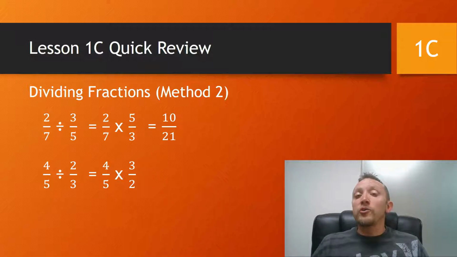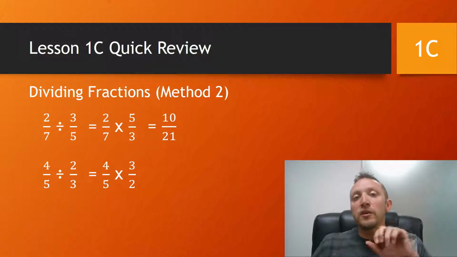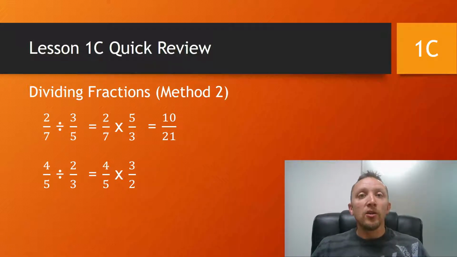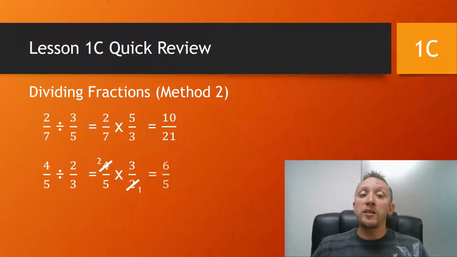Otherwise, what we could do is see, can we reduce this at all before we multiply it? And maybe you recognize that the 4 in one numerator and the 2 in the other denominator can be reduced because 2 goes into both of those. Nothing else can be reduced here. So we can multiply these together now and get 6/5. Do you see how that works?